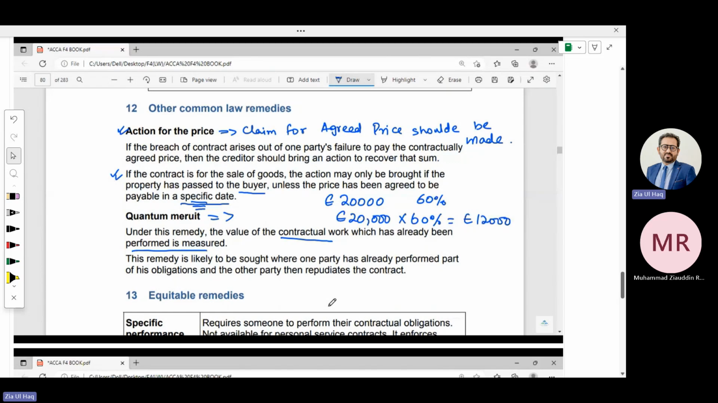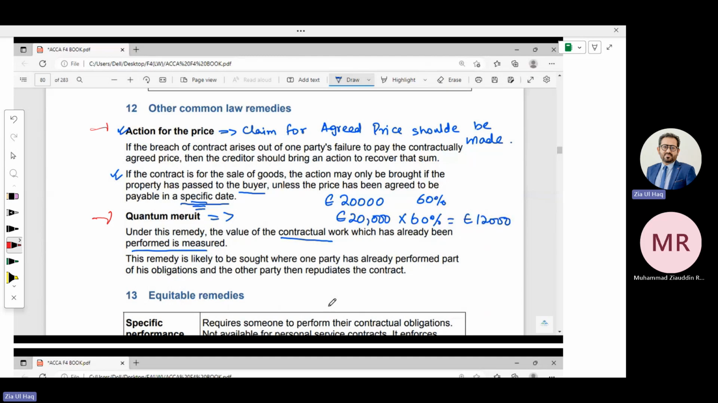Other common law remedies. What could be the remedies in case of breach of contract? What will the innocent party receive from the guilty party? So there are two common law remedies, that is action for the price and quantum meruit. What can the innocent party receive from the guilty party in case of breach of contract? What are the common law remedies?